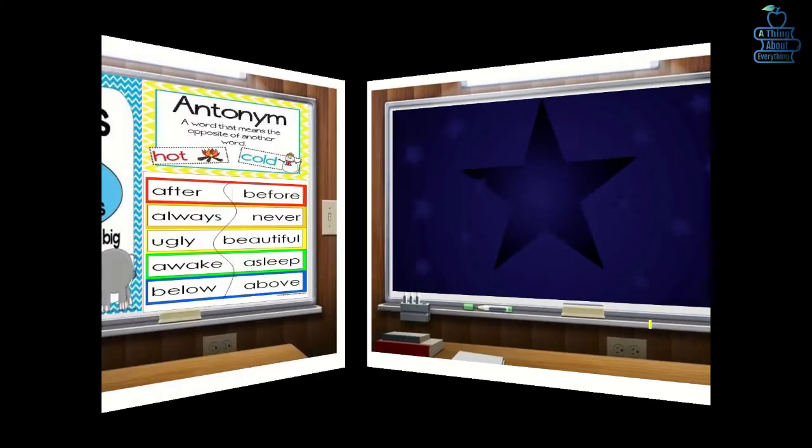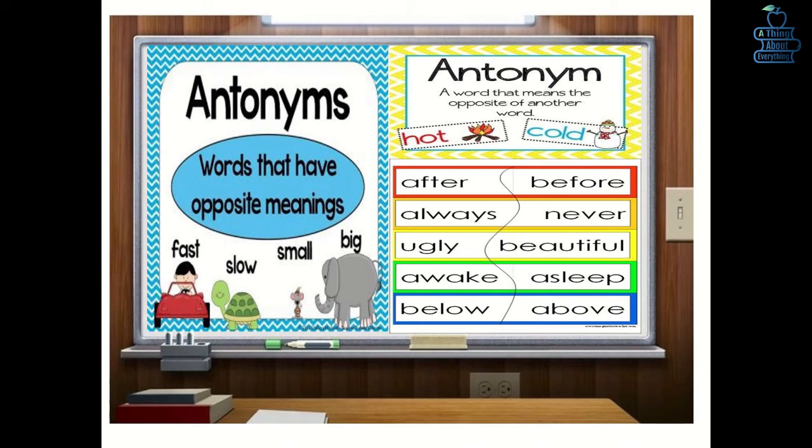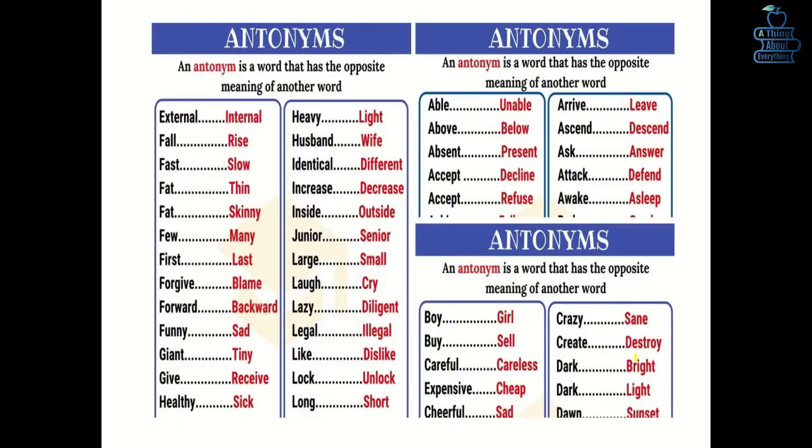Now we will come to some examples of antonyms. As you can see in this list, you can stop the video and read the examples of some antonyms: after, before, always, never, etc. Okay guys, it's very easy to read and to understand. Here we have another list of antonyms. They are useful for you. If you want to read them, you will get more information about antonyms.